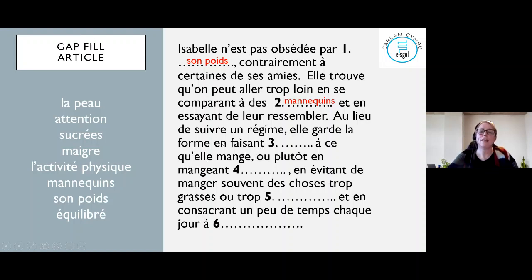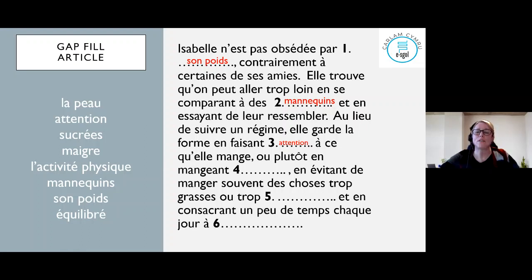Okay. Here we're going to think about what you would be doing. Paying attention. Faire attention. Okay, so attention is a good phrase, and after faire attention you need the preposition à. So it's faire attention à ce qu'elle mange, to what she's eating. And what might you be eating? En mangeant what?